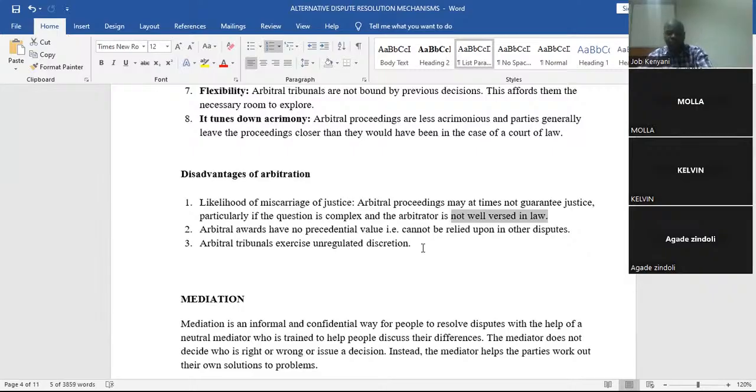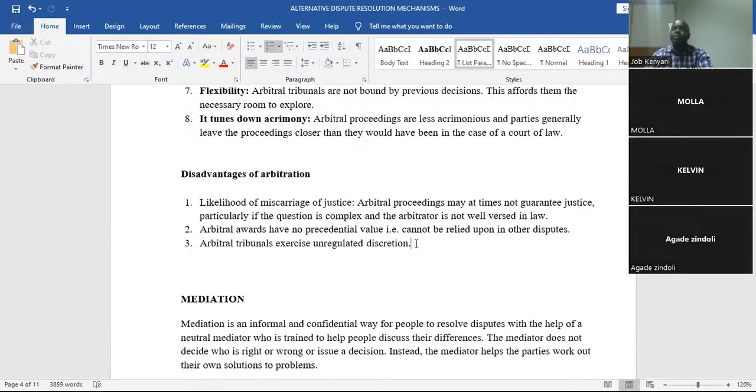So it matters as to how you argue your case. They cannot be relied upon anymore in the future. So arbitral tribunals exercise unregulated discretion. Sometimes to regulate them is not easy. Not each and every time will the High Court be there to supervise them. The High Court will have to sit there listening to what they do each and every day. So there's that particular problem as to how they can be regulated.